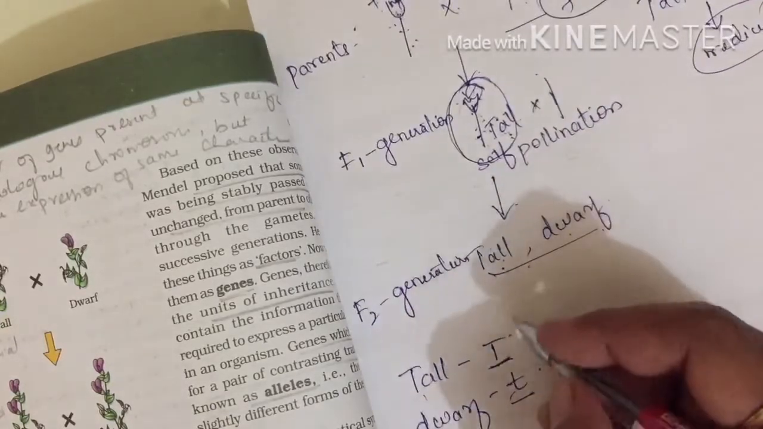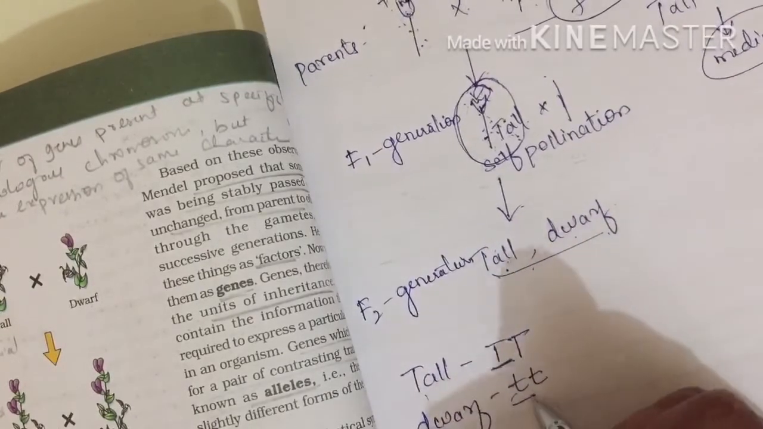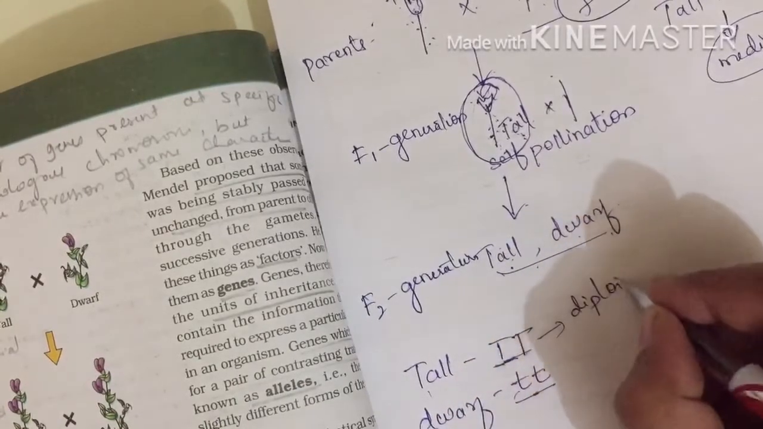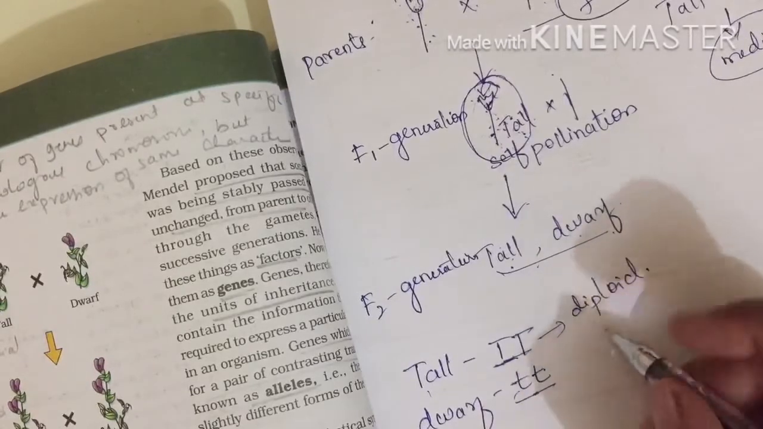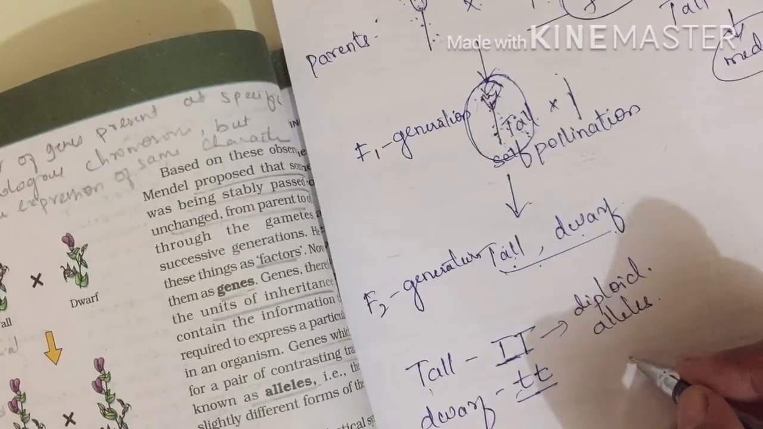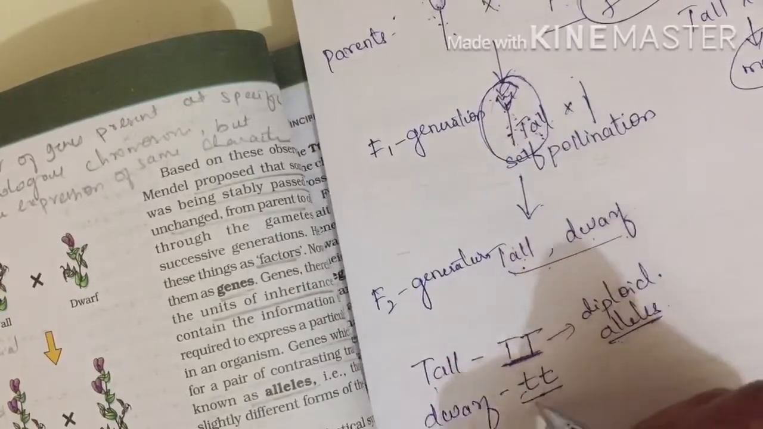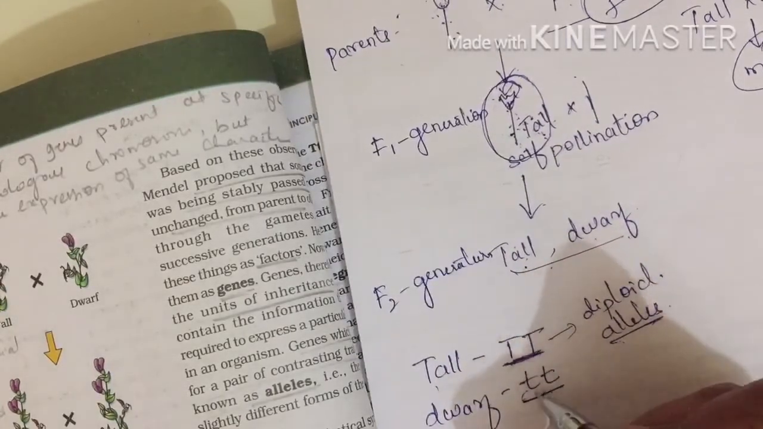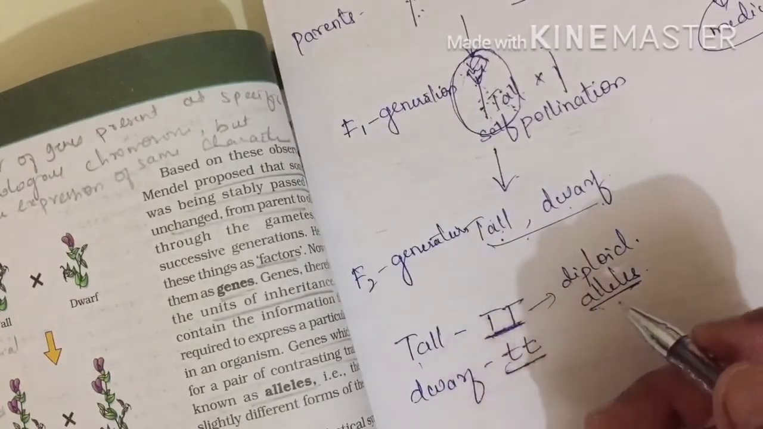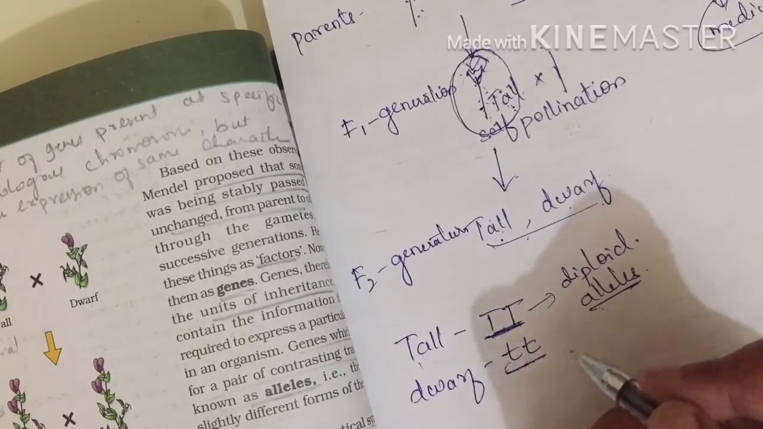Now the alphabets which have been used here, we write twice: capital T, small t, small t. Why are we writing it twice? Why not once? Because organisms are diploid and they have a pair of alleles. So to represent that, we give it as a pair. In place of capital T or small t, you can use some other alphabets also, but it creates confusion among the students, so we don't suggest using other letters.